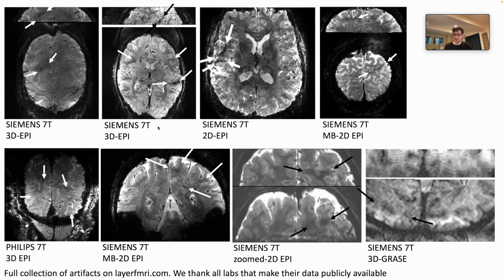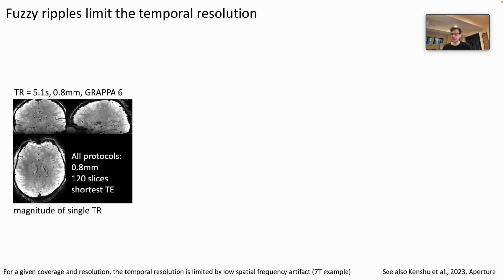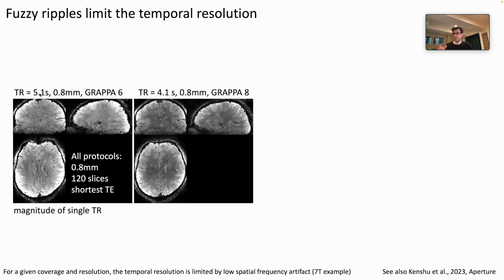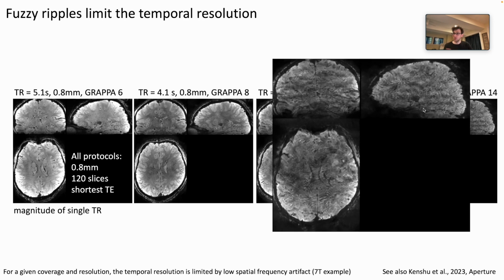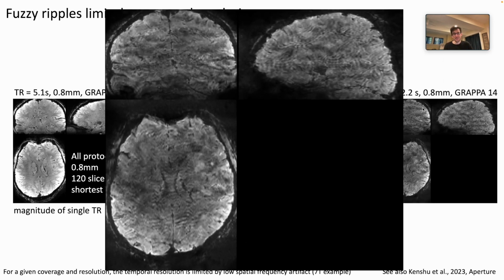And these fuzzy ripples, as we call them, they keep us from pushing to higher spatial temporal resolution protocols. For example, if I take a relatively standard whole brain 0.8mm protocol, it takes quite a while to acquire it. So to push it from 5 seconds to 4 seconds to 3 seconds to 2 seconds, ultimately I do end up with unusable data. But the reason why those data are unusable is not just kind of salt-pepper thermal noise, no, it's the fuzzy ripples that take over.